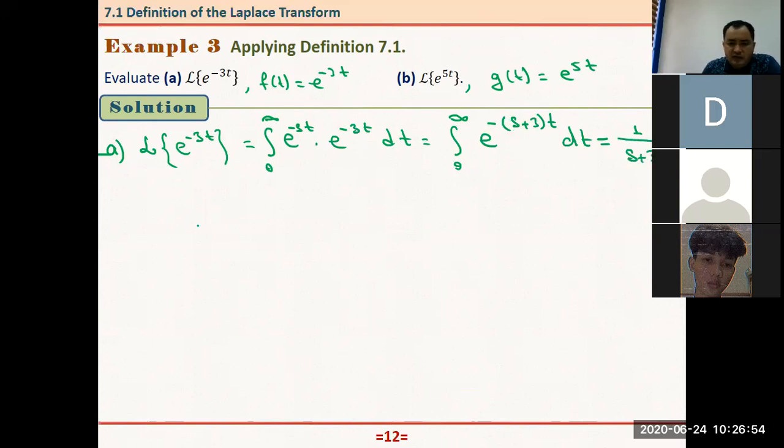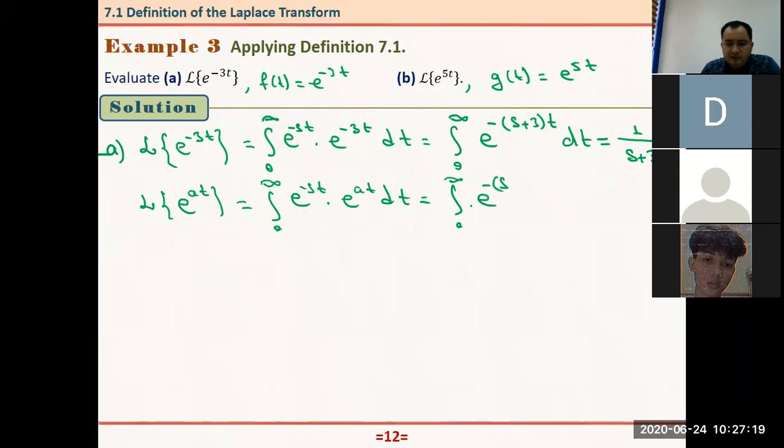Okay, now you will see that in general, if we have a here, for example, let's say e to the power at. What is it? It is the integral from 0 to positive infinity of e to the power minus st times e to the power at dt. That is equal to the integral from 0 to positive infinity of e to the power minus (s minus a)t dt. Take this t out and also minus out. Minus s plus a, minus (s minus a)t, and here we have dt.